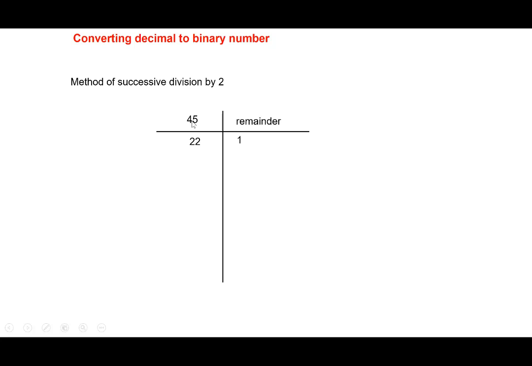So 45, we divide it by 2, we get 22, and we get a remainder 1. Then we divide this here, 11, we get a remainder 0. We divide it again, 5, we get a remainder 1. We divide by 2 again, so we get 2 here and we get 1 here. We divide by 2 here, 1 here, and 0 here, and then we take 1 over here. So the number 45 becomes 101101. So all the remainders form the binary number, and this is the most significant bit, and this is the least significant bit.